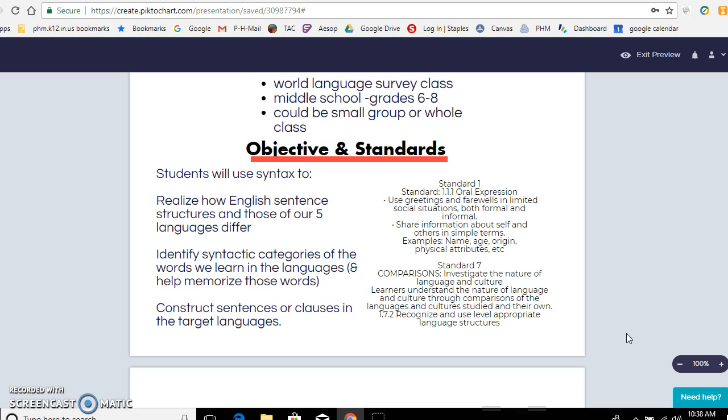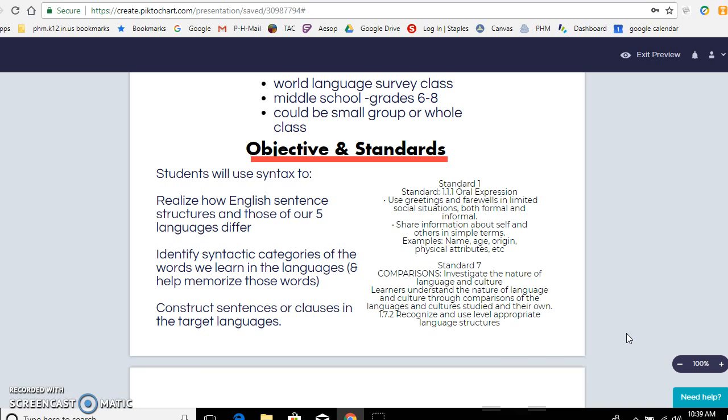So the standards, my world language standards for this lesson would be standard 1, and actually standard 2 has to do with written expression, which is the same thing as well. So using greetings, farewells in limited social situations, share information about yourself and others in simple terms like name, age, origin, physical attributes, etc. So that's about how simple we are in this class.